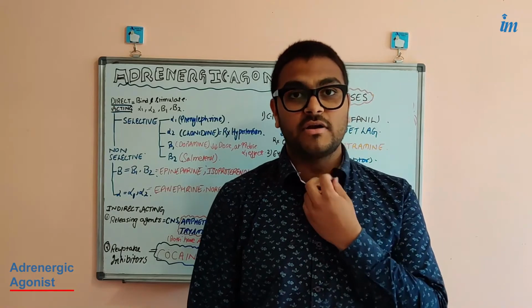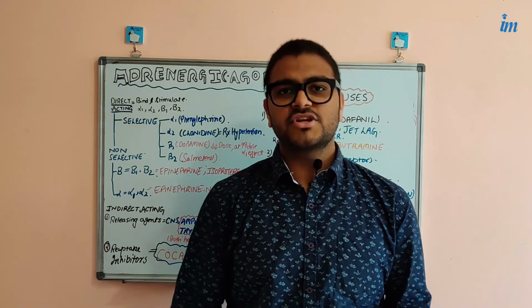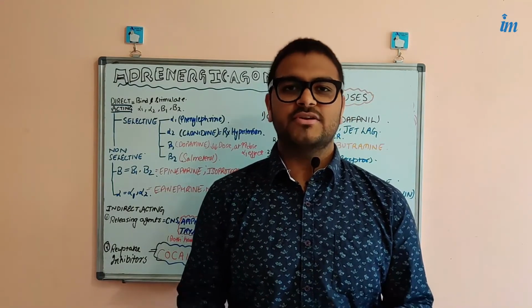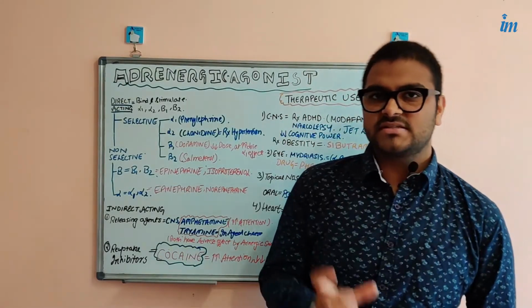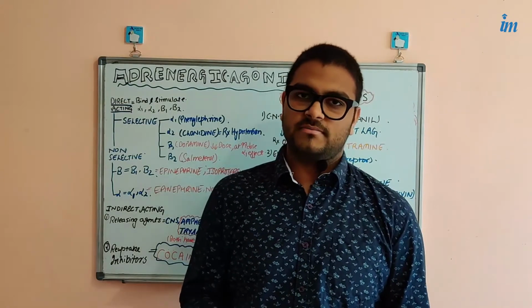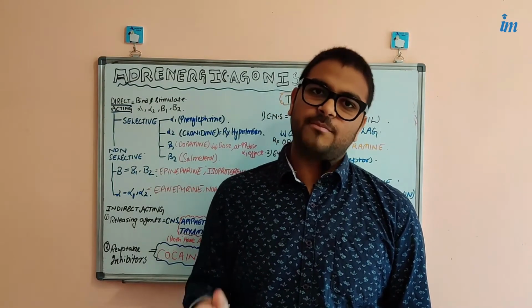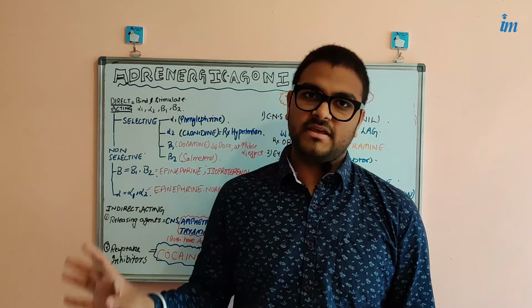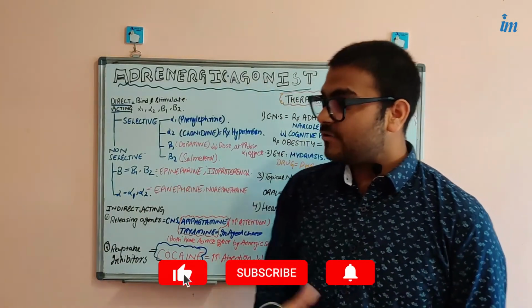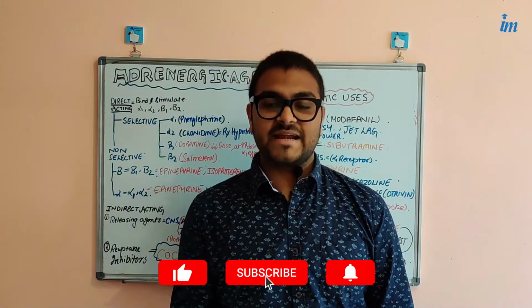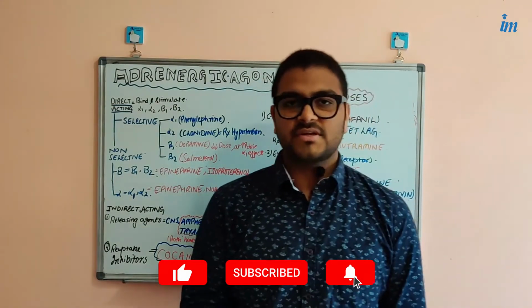Today we are going to discuss a very important group of drugs called sympathomimetic drugs, or we can also call them adrenergic agonists. What do you mean by agonist? Agonist means any substance, any drug that binds to a receptor and produces the intrinsic activity. So what do you mean by adrenergic agonist? Adrenergic agonists are drugs that can bind to the adrenergic receptors.